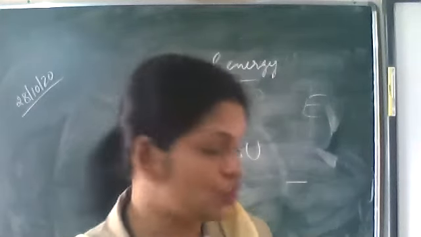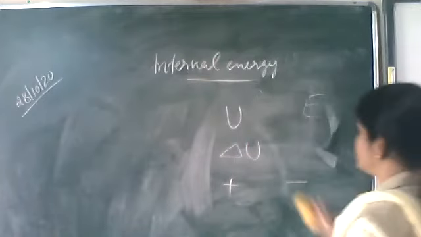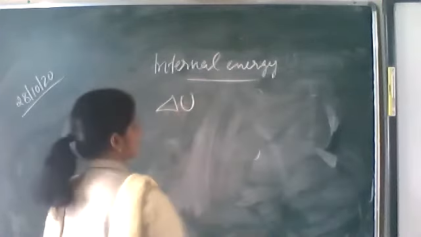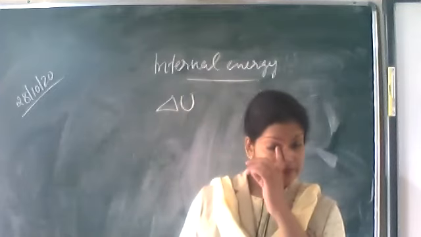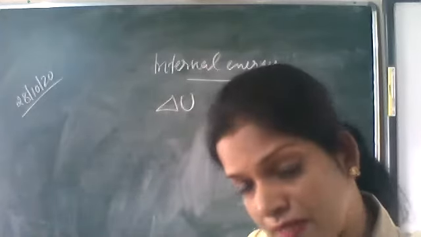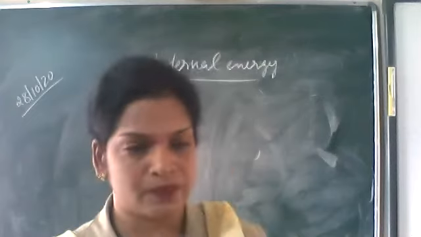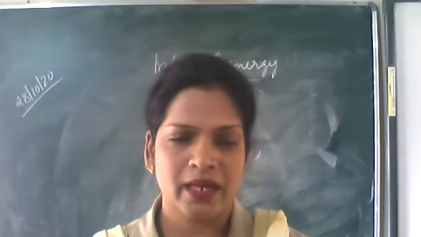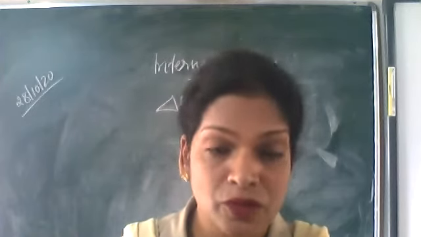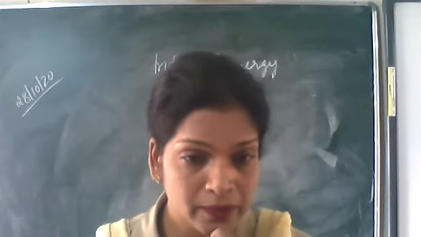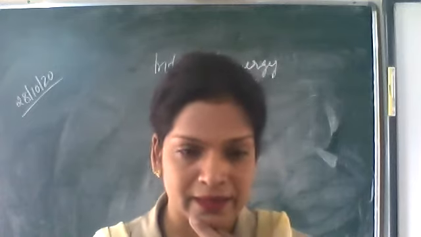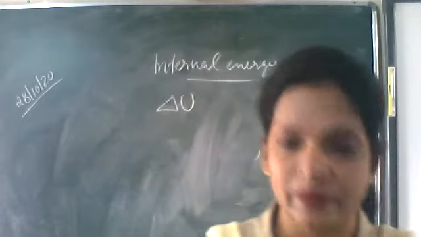How is this internal energy changed, delta U? How can you get a delta U? So first one, work is done on the system or work is done by the system. You take water in a mixie, and you churn that water. After churning for some time, you feel that the water got heated up. That means you are giving mechanical energy.